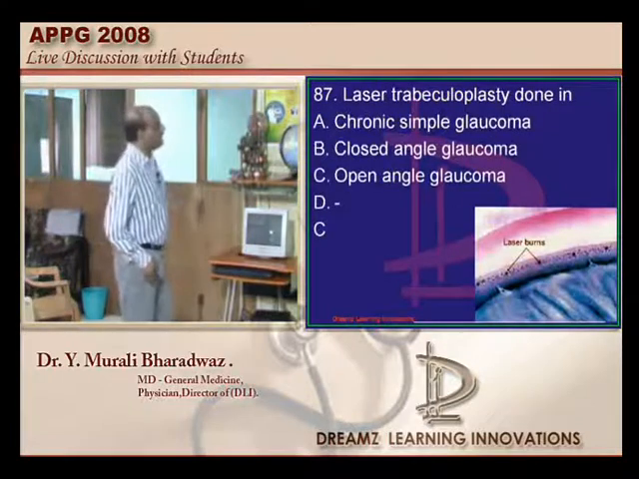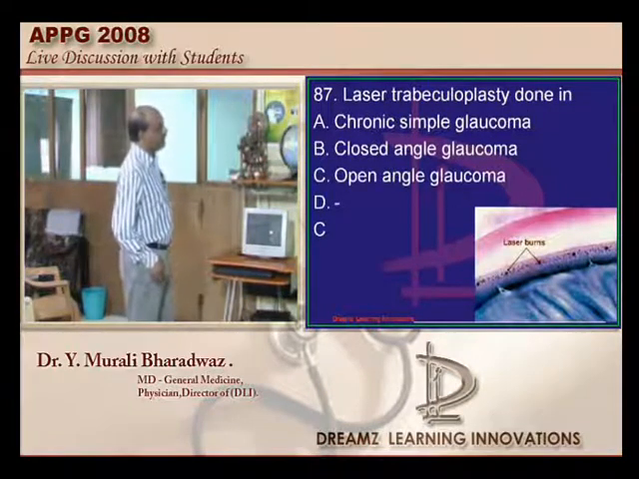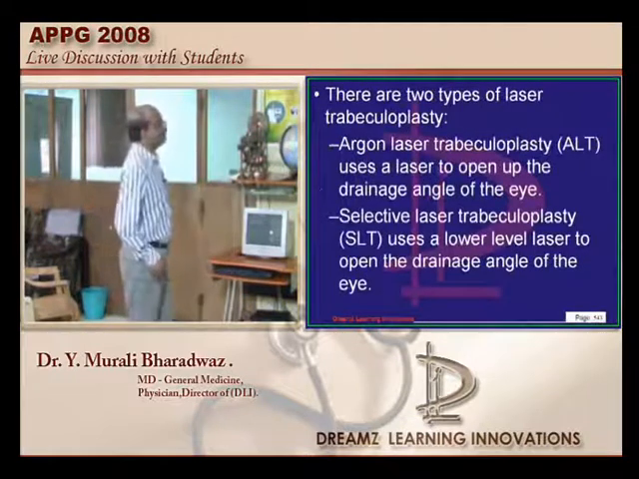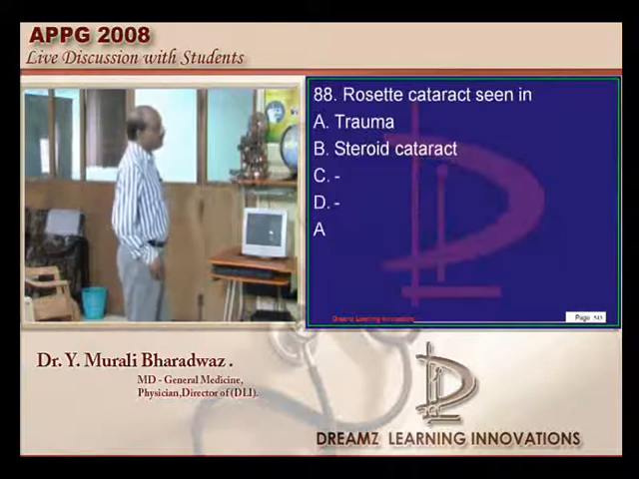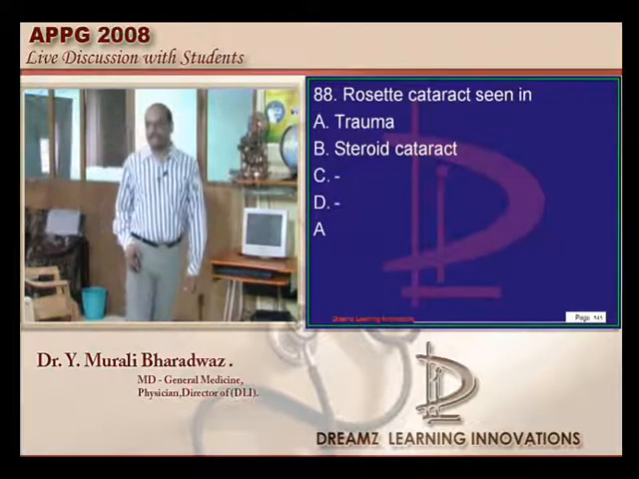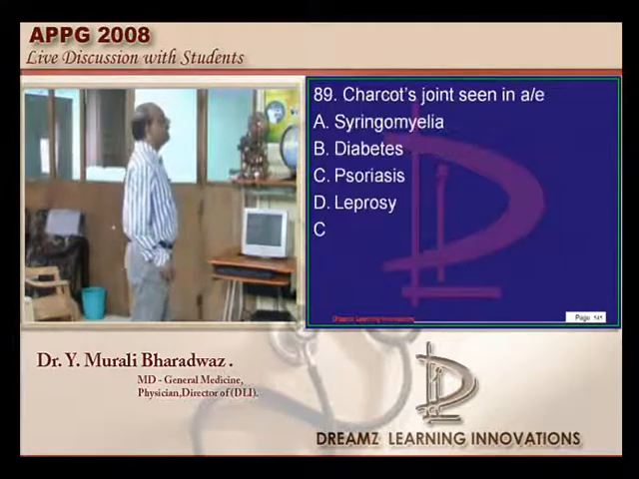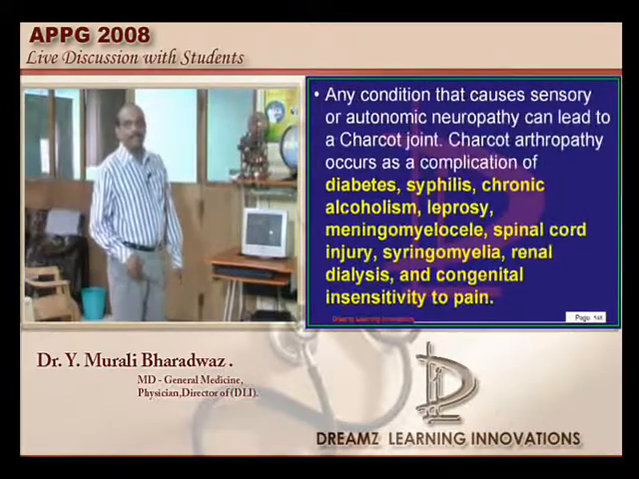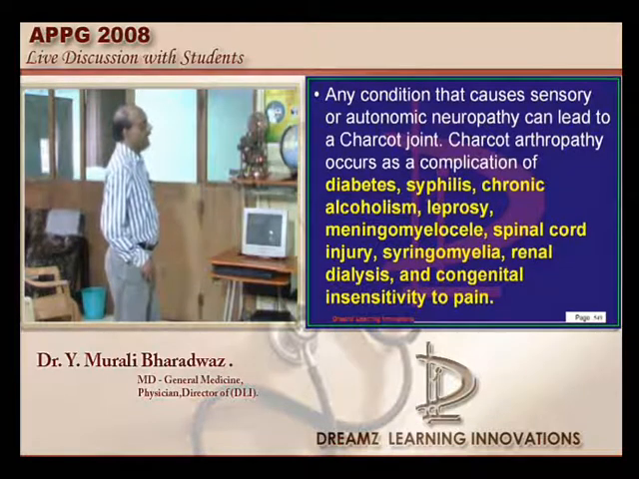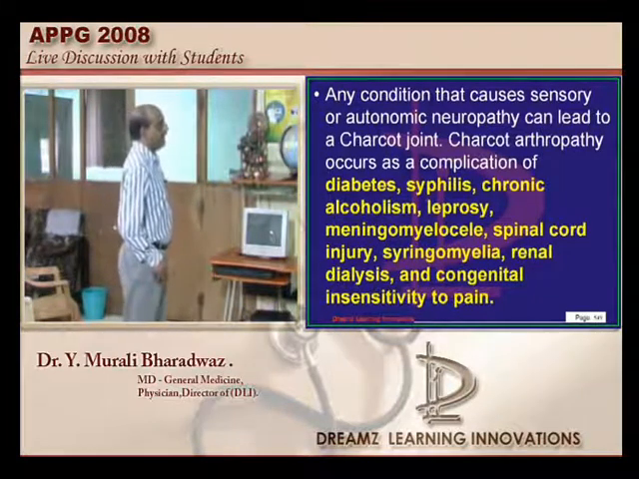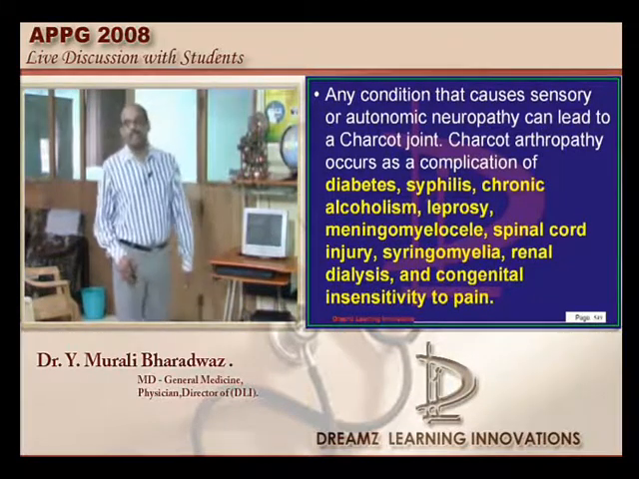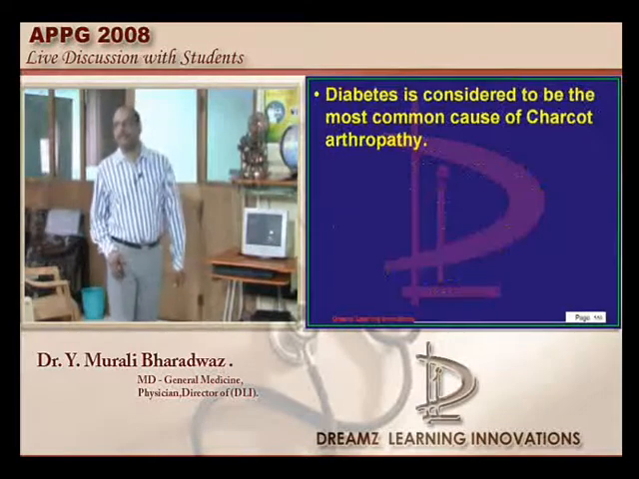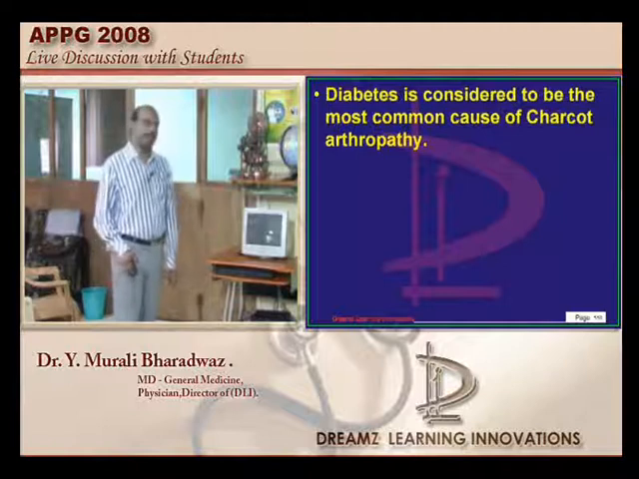Laser trabeculoplasty is the typical modality that we use in the case of open angle glaucoma in order to decrease the intraocular pressure. Where do you see the Rosette cataract and Vossius ring? They are all seen in the case of blunt trauma. Charcot's joint is seen in the case of any kind of sensory neuropathy like syringomyelia, diabetes, leprosy and renal dialysis patients, those who have congenital insensitivity to pain, chronic alcoholism, meningomyelocele, they all can lead to development of Charcot's joint.